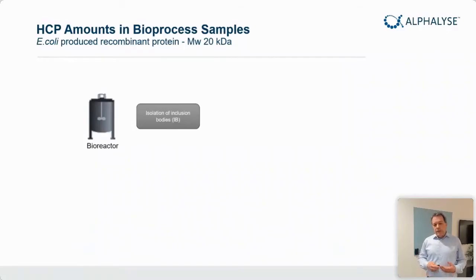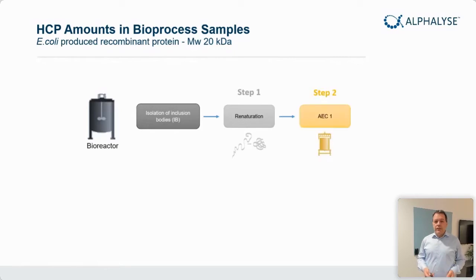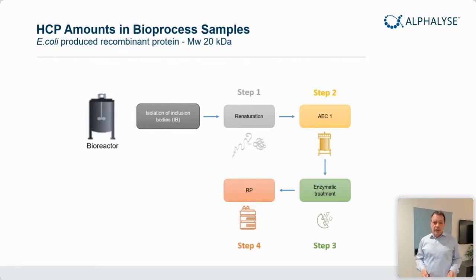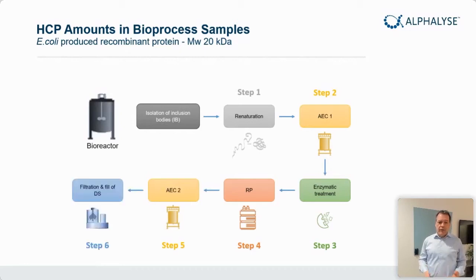First, I just want to describe a little bit more the specific process they have for this. This E. coli expressed protein is isolated in inclusion bodies, which also makes it difficult to make a process-specific ELISA assay. So you start out with step 1, a renaturation step. Then they have an ion exchange column as step 2. Then they do an enzymatic treatment in step 3. It's an aminopeptidase treatment, followed by a reverse phase column purification, and then again an ion exchange chromatography step, and finally they have the final drug substance produced.